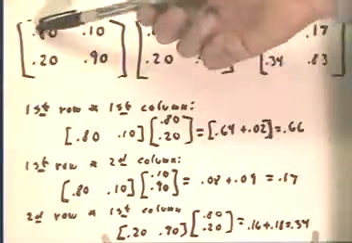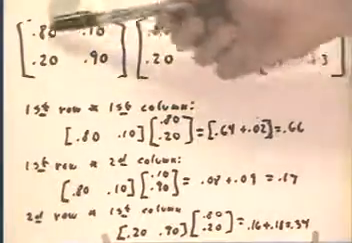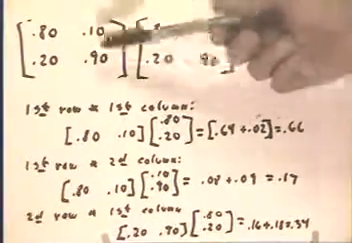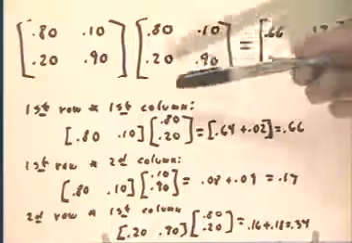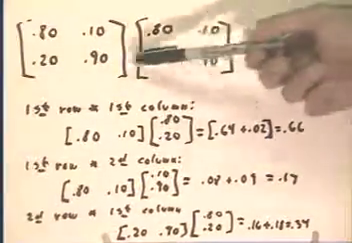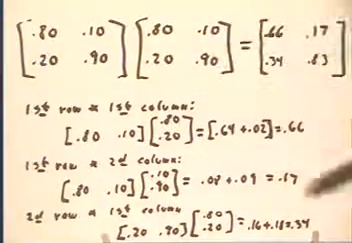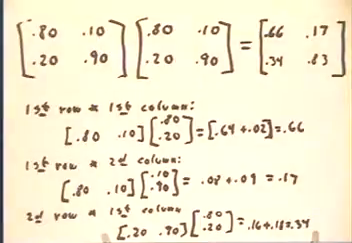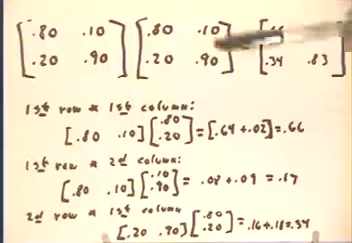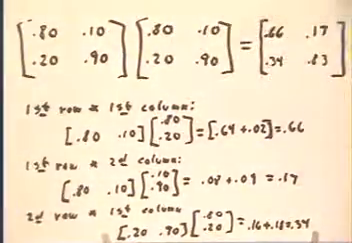Okay, we've got to multiply rows by columns. So we've got a first row times the first column. We could do a first row times the second column, a second row times the first column, or a second row times the second column. And it turns out that we do all of those things. Whenever we multiply two matrices, we multiply every possible row by every possible column.